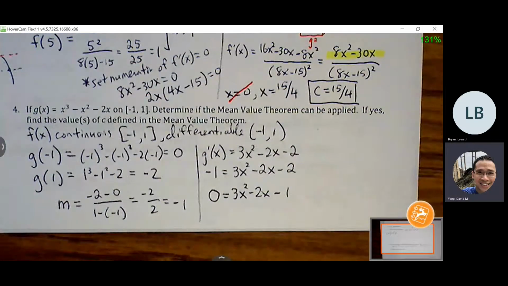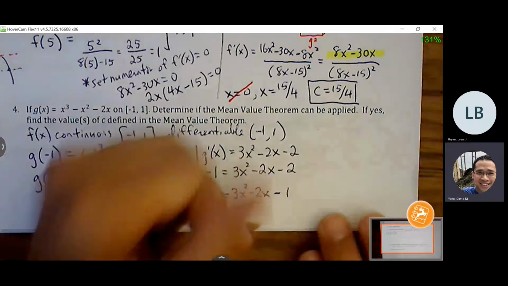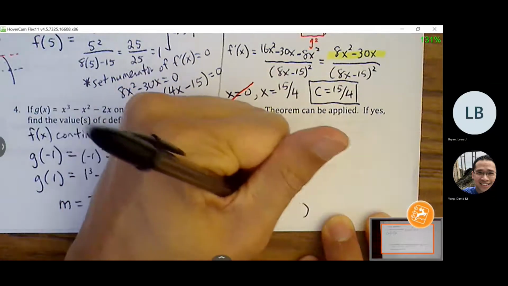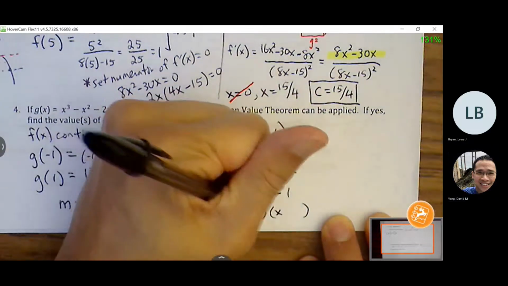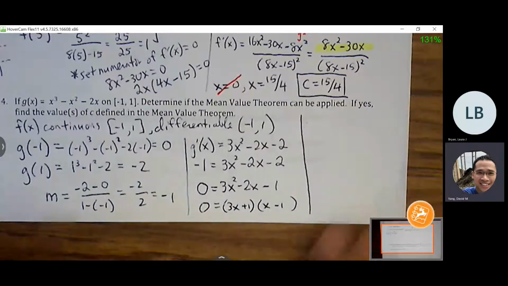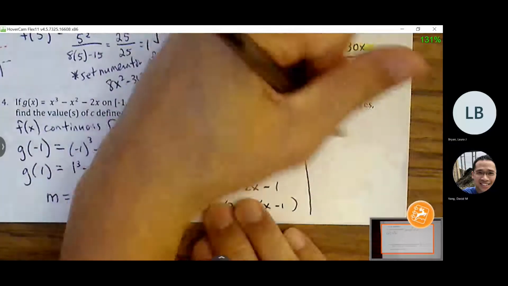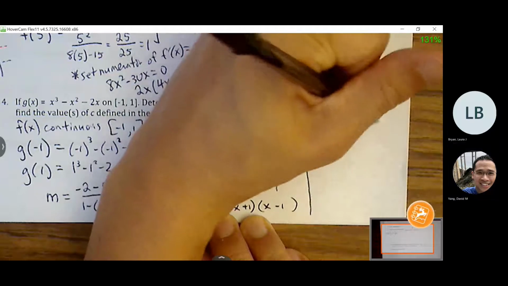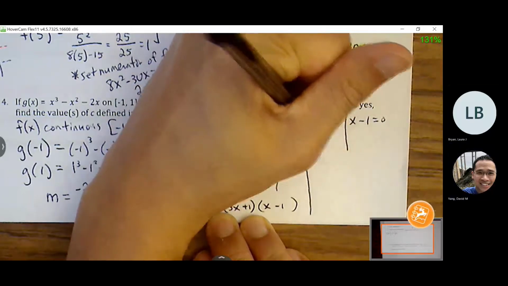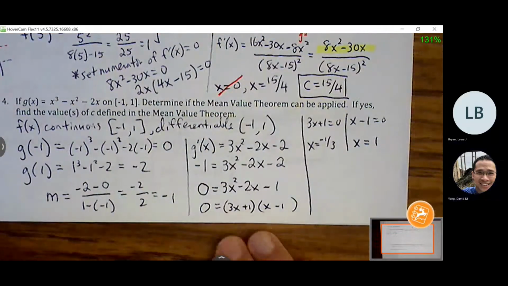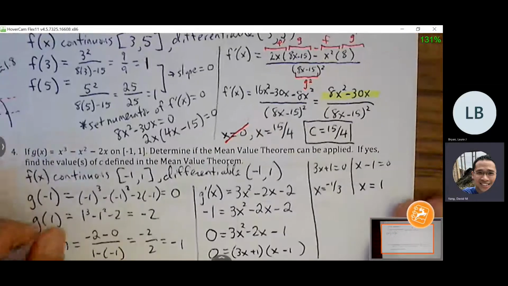Okay, we got to do it this way. Okay, get that 0 to show up. Now we can factor. Set both parentheses equal to 0. All right, are both of these valid?